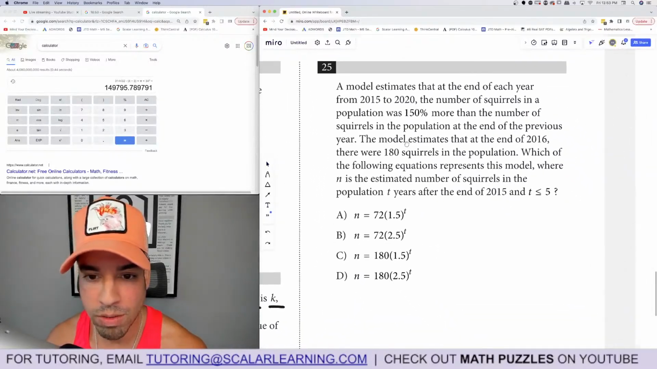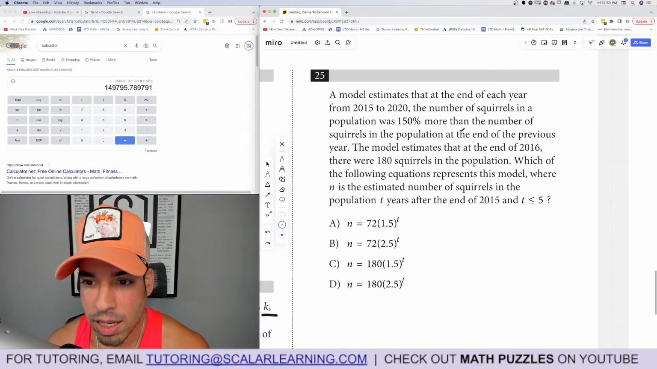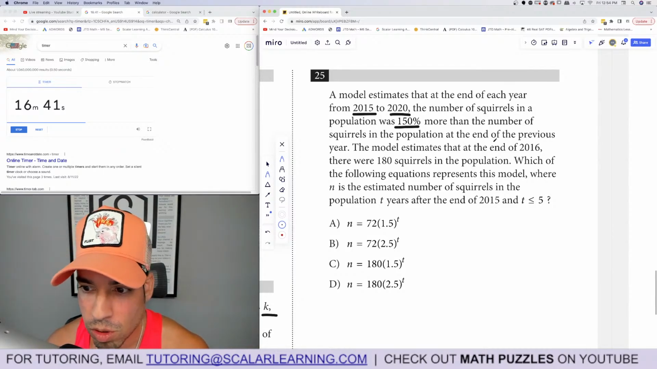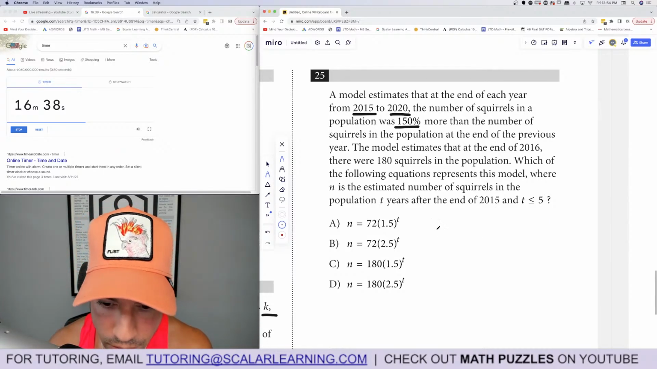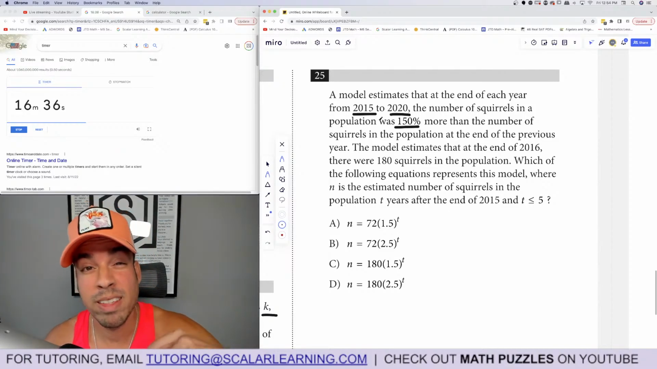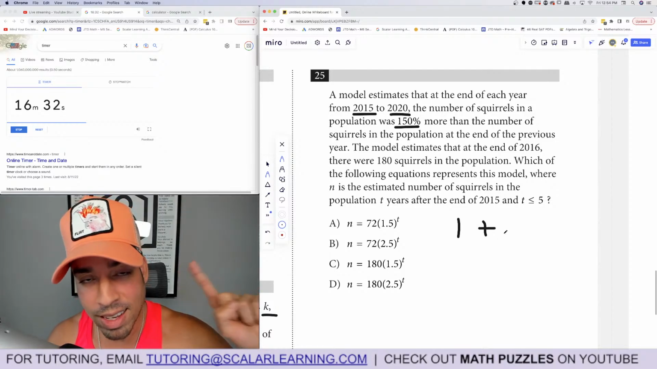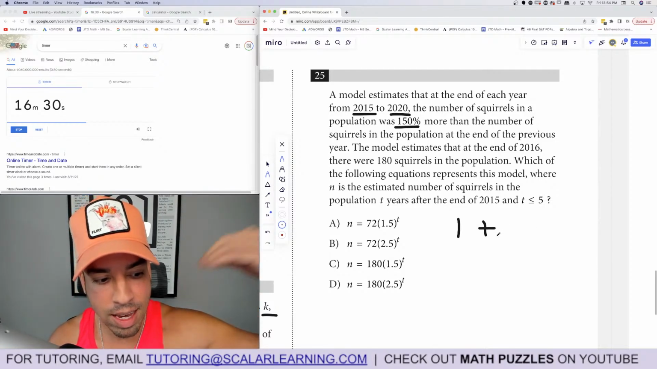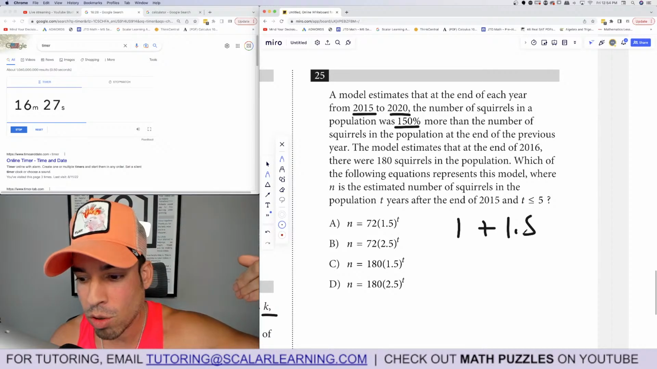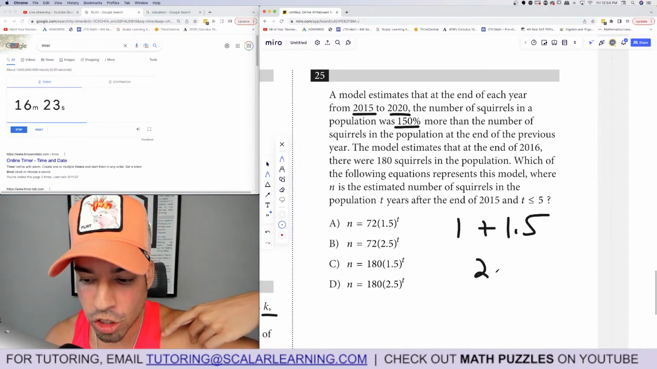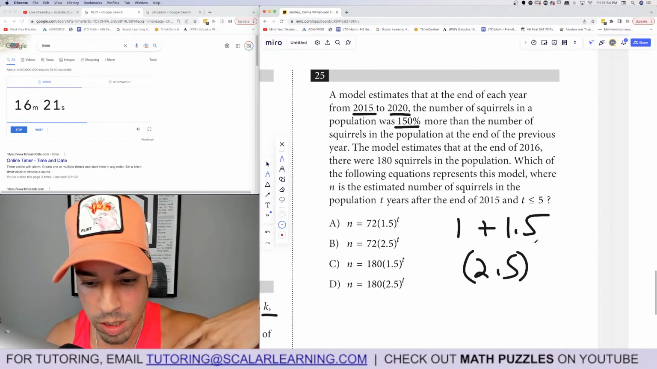Very interesting problem. 25. A model estimates, and we got 16 minutes, so we're doing great on time. Model estimates that at the end of each year from 2015, the number of squirrels in a population was more than the squirrels at the end of the previous year. So every year, it's 150% more. To represent that in an exponential, I take the amount it's growing and add it to 1, in decimal form. So what's inside the parentheses should be 2.5.